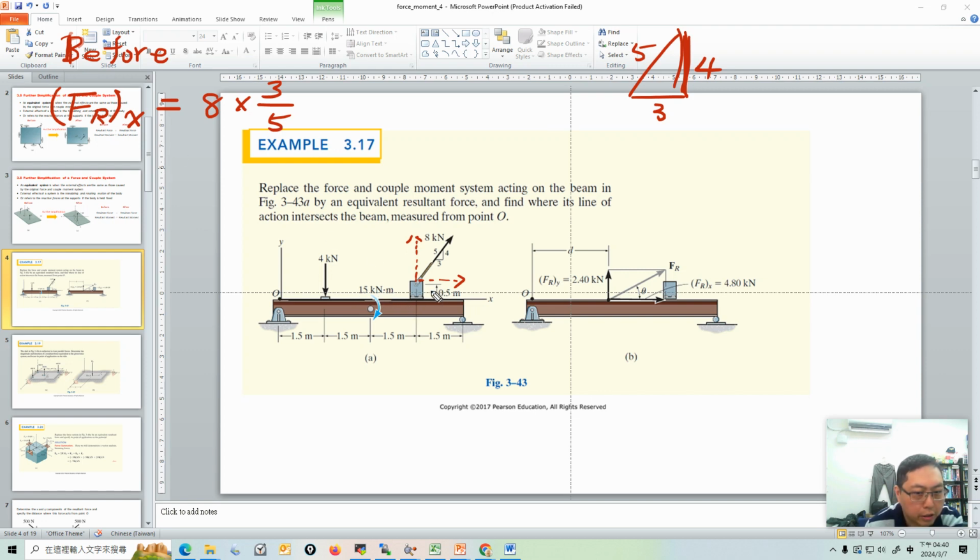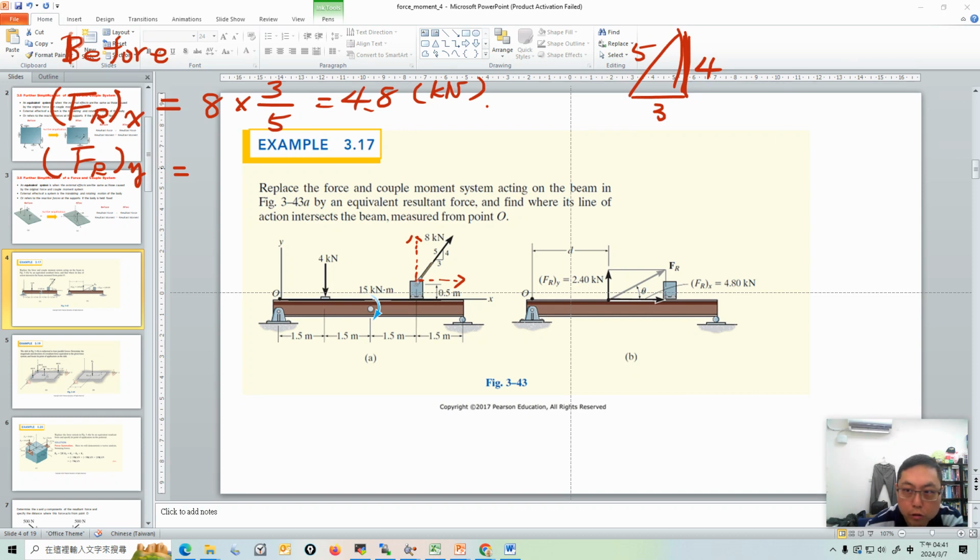We check anything else. Is there any force that contributes to the X component? No, so it's 4.8 kilonewton. So what's the resultant of the force before the simplification? Here is 4 kilonewton pointing down.